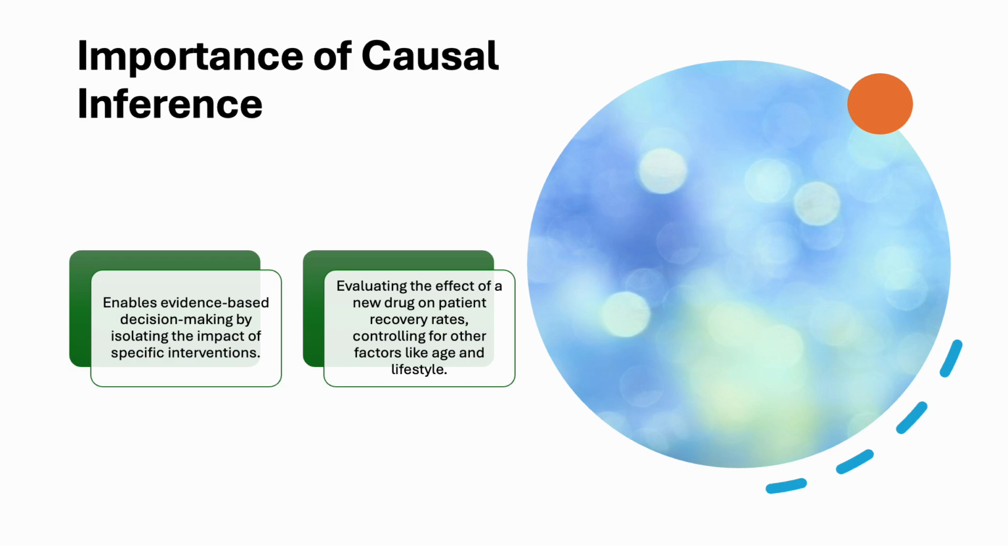So, just to reiterate, causal inference enables evidence-based decision making by isolating the impact of specific interventions. Evaluating the effect of a new drug on patient recovery rates, controlling for other factors like age and lifestyle, is also a good example.